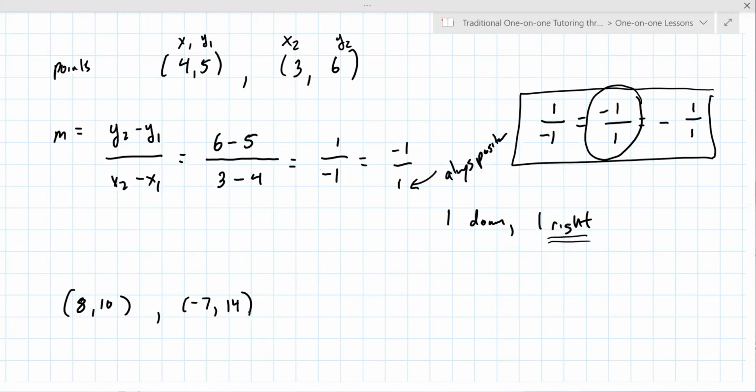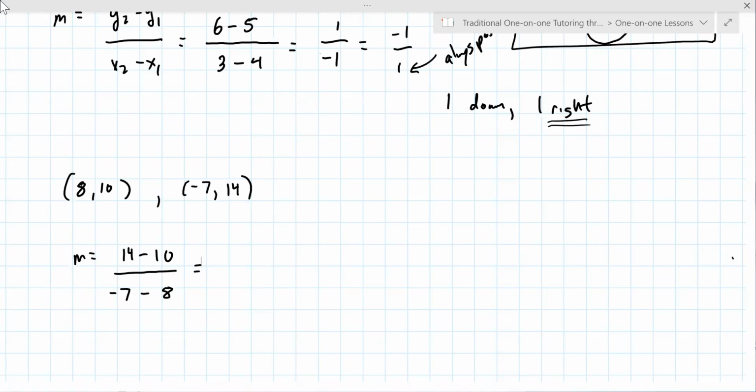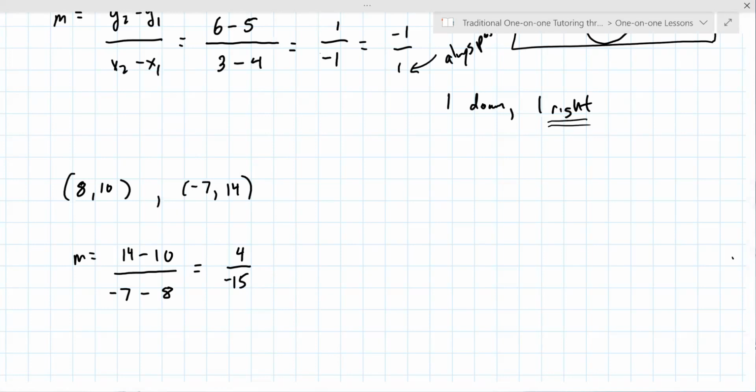So then it would be 14 minus 10 over -7 minus 8. So then 4 over -15. That's right. But we said the bottom is never supposed to be bigger than the top. Yeah, so we should change that. We should move that negative up to the top. So it's really -4 over 15.